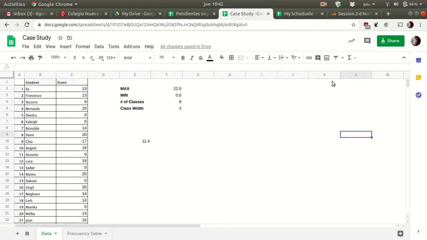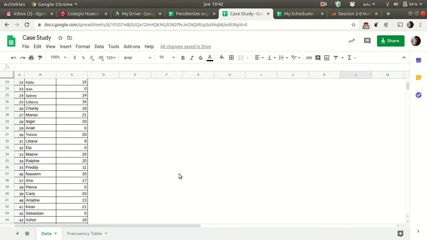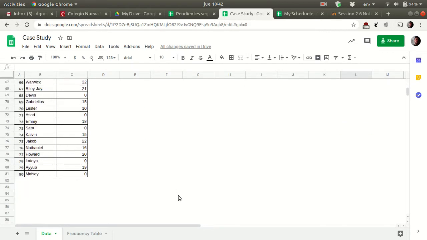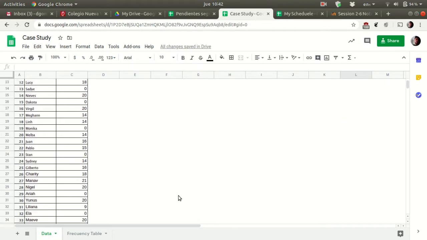Okay, so I have 81 total data points. And what we're going to do is construct a frequency table with 8 intervals, with 8 classes. Now, usually you get to choose how many intervals you want, but in this case, and for most of the term, I'm going to tell you how many classes you need to do.